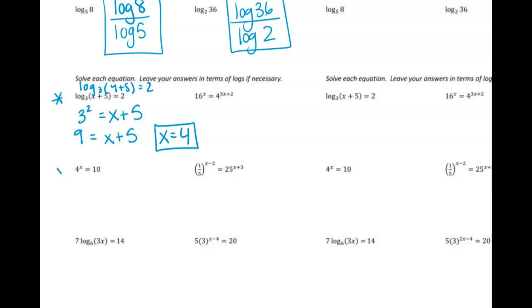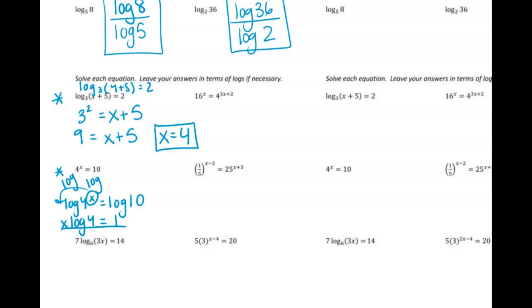Let's see, this one here. 4 to the x equals 10. I'm going to take the log of both sides because x is in the exponent. I need to get it out of there. So log of 4 to the x equals log of 10. So x times log of 4, so I can move this over, equals log 10, which is 1, because 10 to the first power is 10.